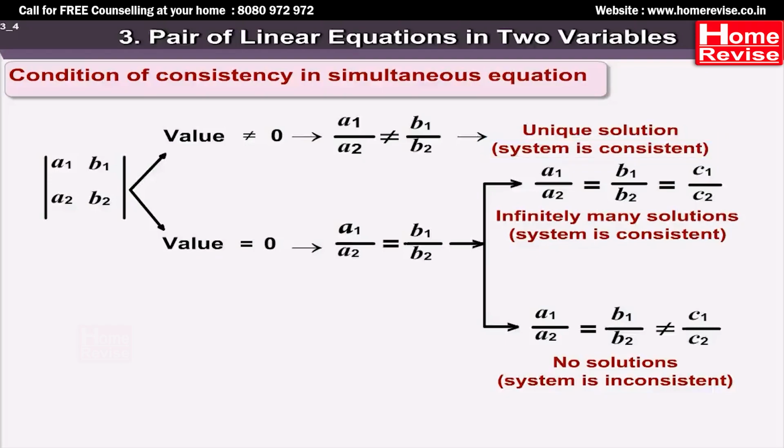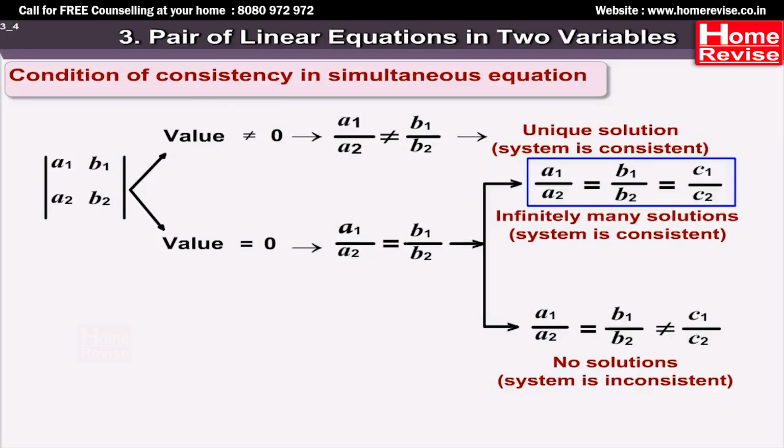If the value of modulus a1 b1 a2 b2 is equal to 0, that is a1 upon a2 is equal to b1 upon b2, then for this condition we have two possibilities by comparing a1 upon a2 is equal to b1 upon b2 and b1 upon b2 is equal to c1 upon c2. Let us see first possibility.